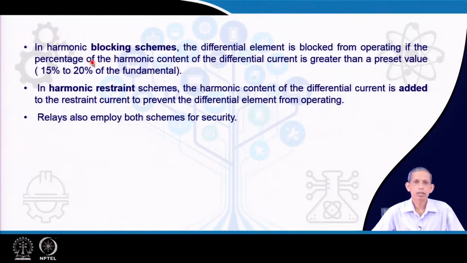In harmonic blocking, there are schemes for inrush situations. There are two schemes: one is the blocking scheme and the other is the harmonic restraint scheme. We will learn about these two in our subsequent discussion. In the blocking scheme, typically when the second harmonic component becomes greater than 15% or so with respect to the fundamental, the differential relay is blocked, considering that this is an inrush situation.